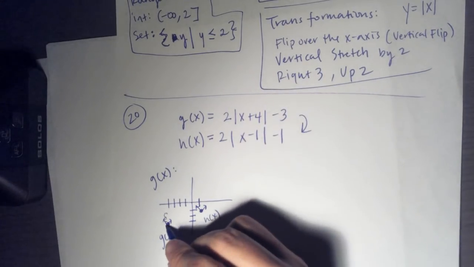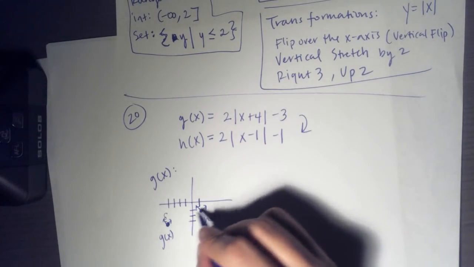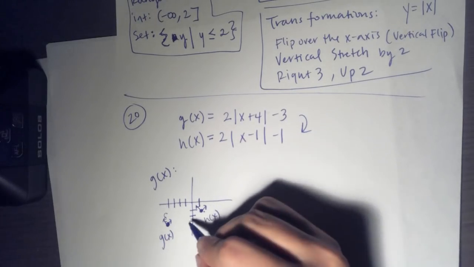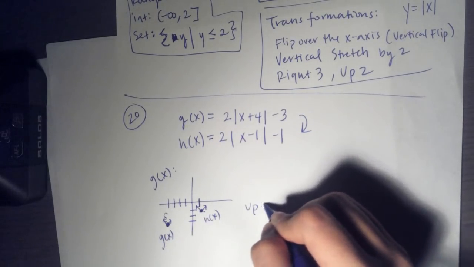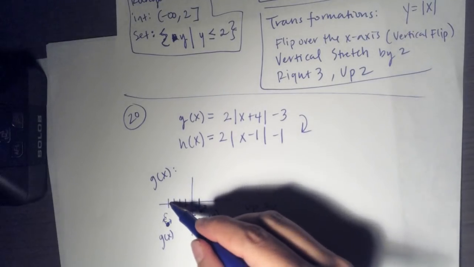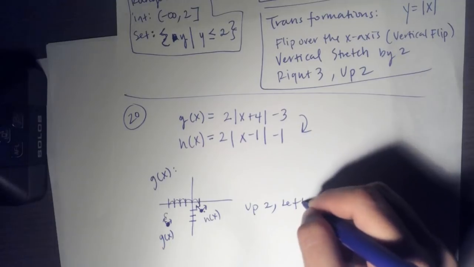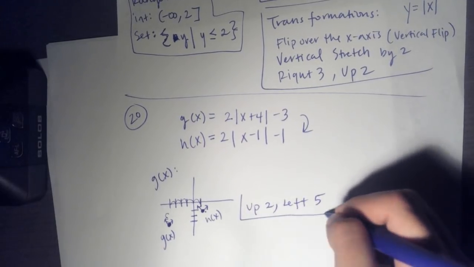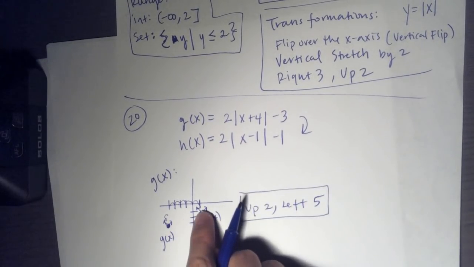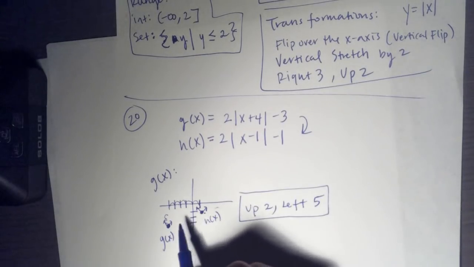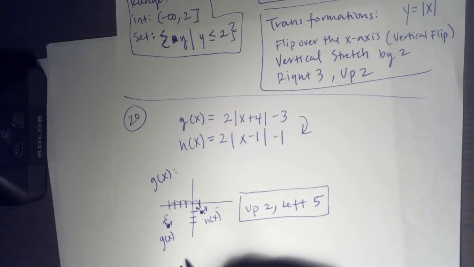In order for g to match up with h, you're going to go up 2, and then you're going to go over 1, 2, 3, 4, 5. So left 5. That's how you get this dot to match with this dot. It's like the slope. You're comparing the slope. You're going to go up 2 and over 5. Okay, that's it, guys. That's it for this section.